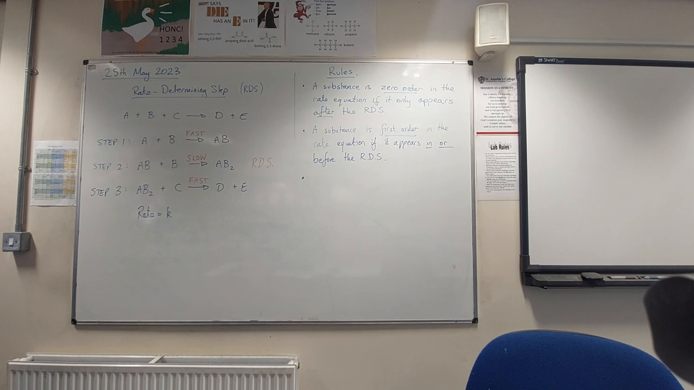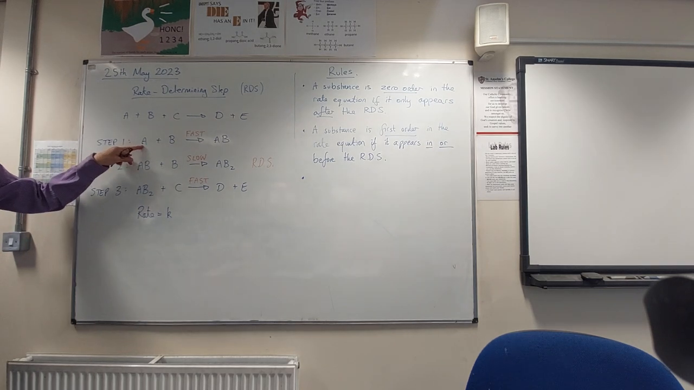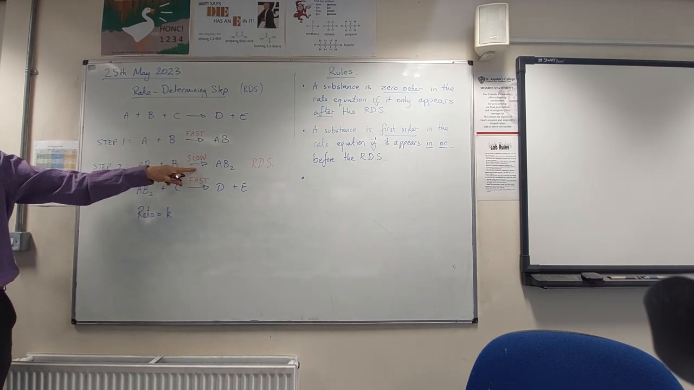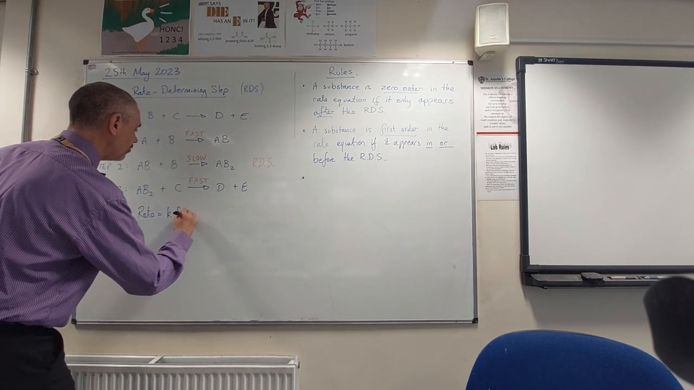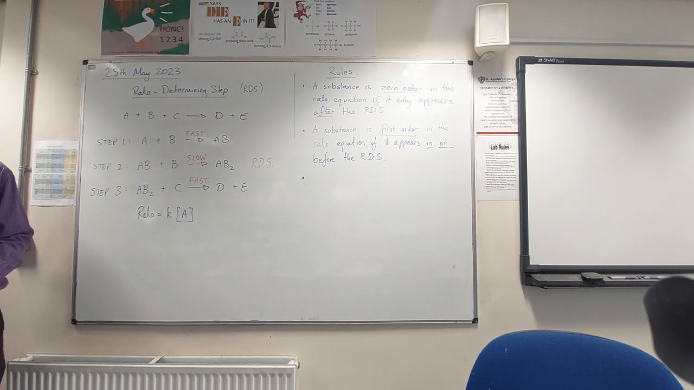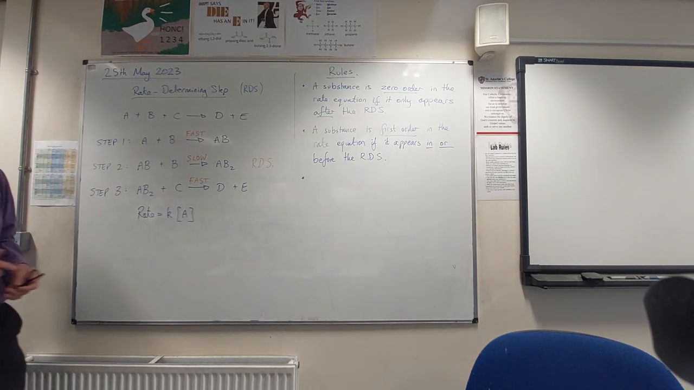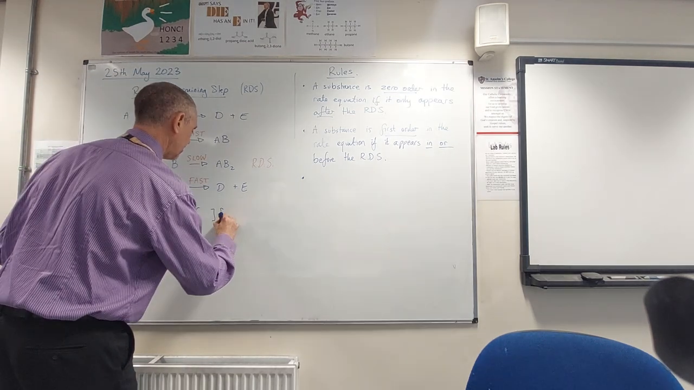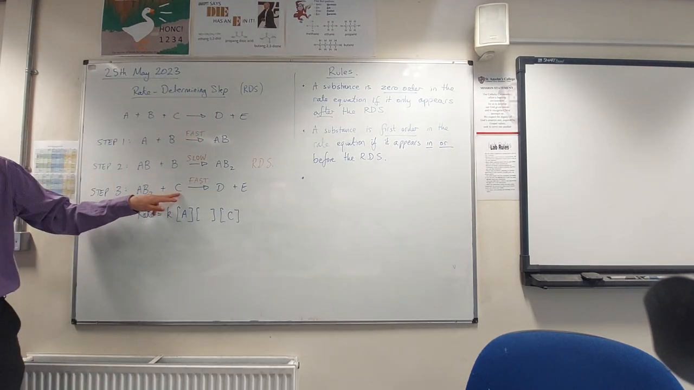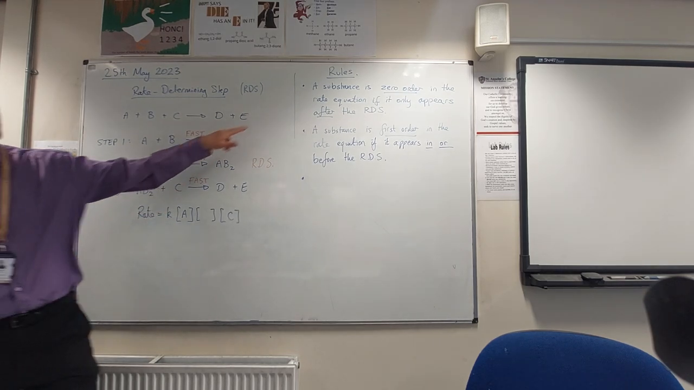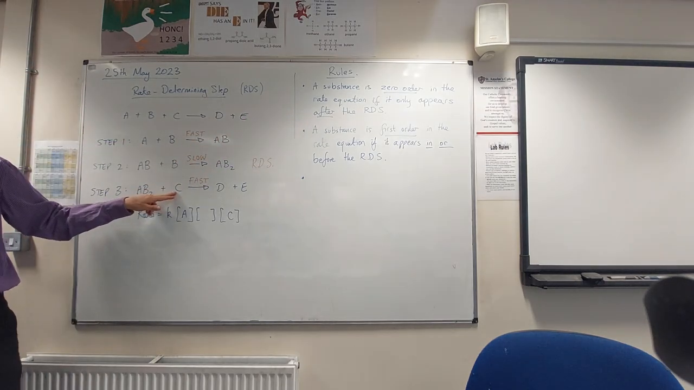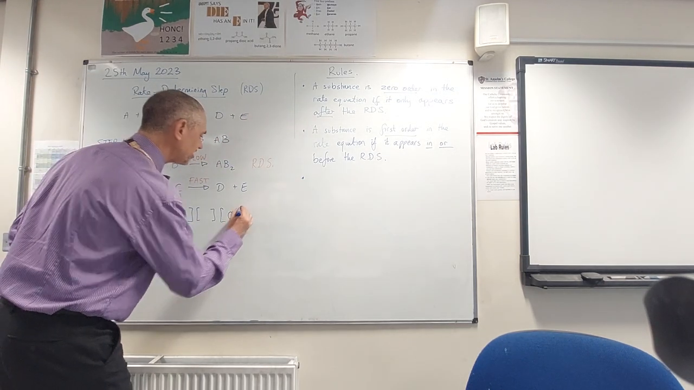A lot of people have got a hunch of where this is going. So first of all, A appears before the rate determining step. So a substance is first order in the rate equation if it appears in or before the rate determining step. So A is first order. Okay, we're all happy with that. C doesn't appear in or before the rate determining step. So zero order if it appears after the rate determining step. So C will be zero order.